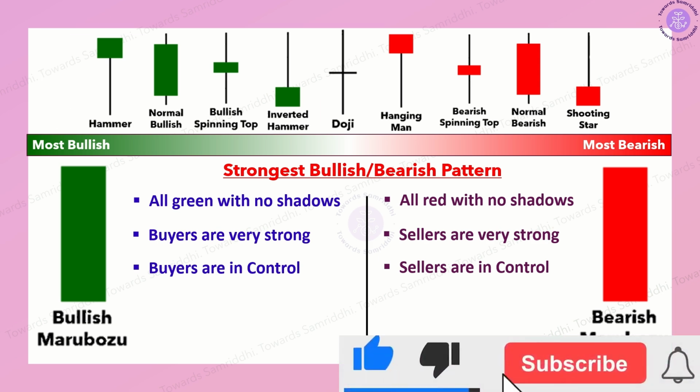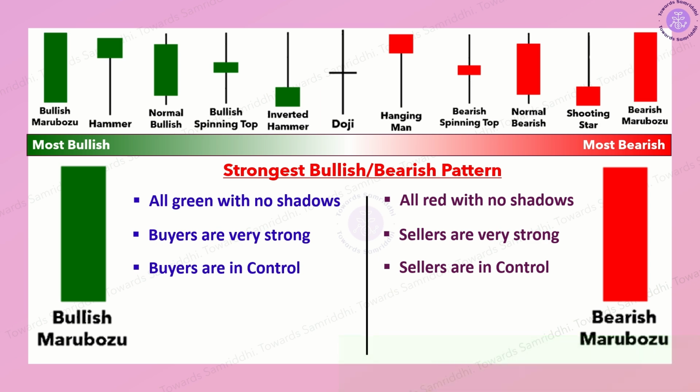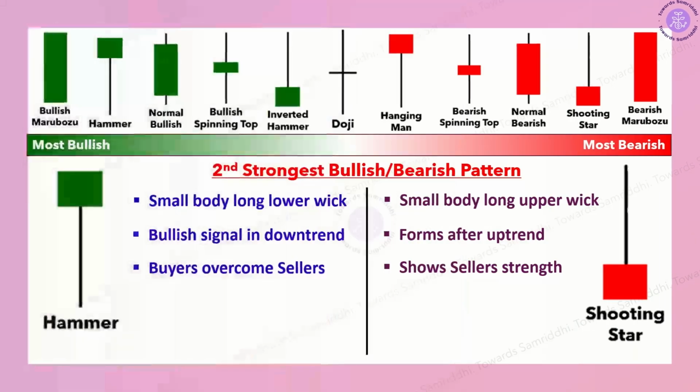Bearish Marubozu, the opposite of a bullish Marubozu. This candlestick is all red with no shadows, indicating that sellers are strong, pushing the price down from high to low.